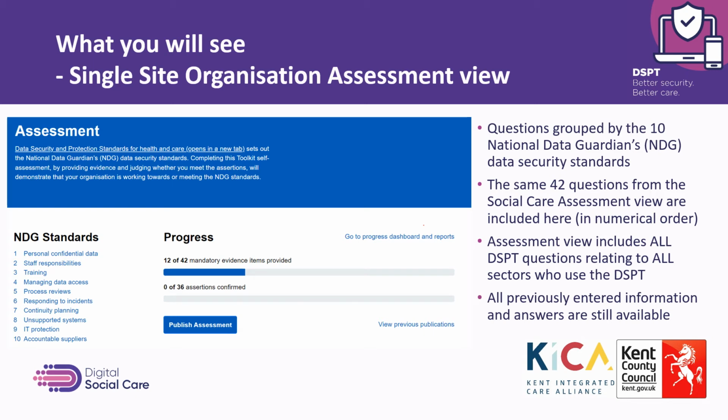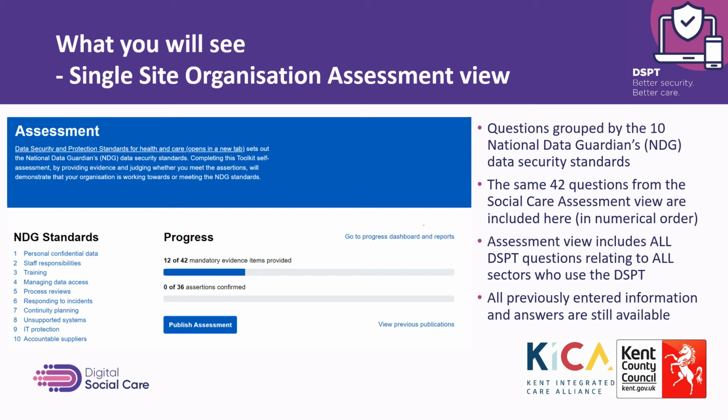After logging in, if you had previously published at approaching standards or standards met, you will now see this assessment view, which is laid out differently from the social care assessment view you've previously seen, which had the 4 categories. Instead, the questions are now grouped by the 10 National Data Guardian's data security standards, and there are quick links to each of these sections on the left side of the page.